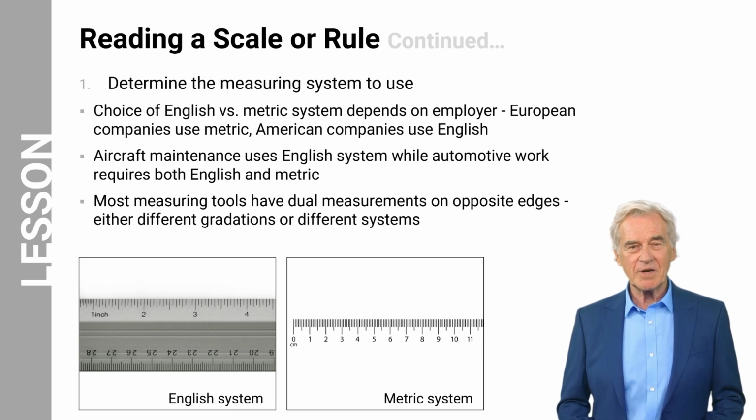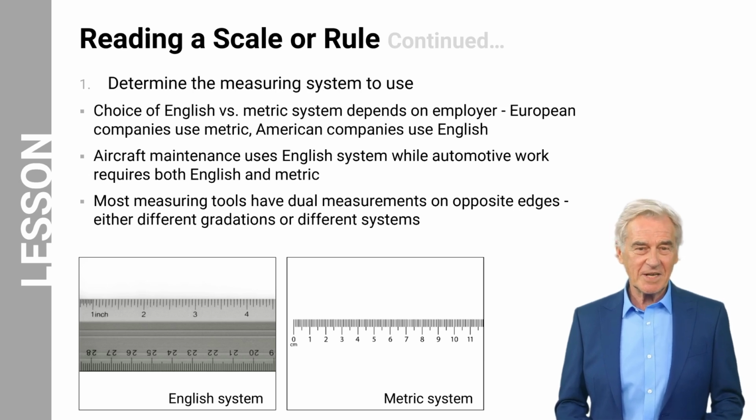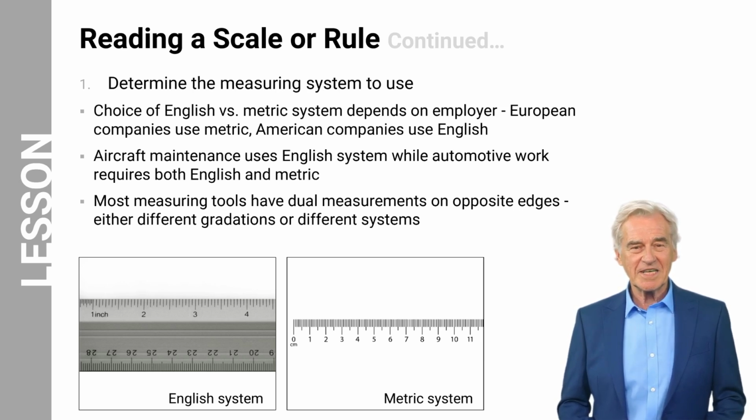And if you are an automotive technician, you will need to understand both the English and metric system and the relationship between the two, as many cars use both measuring systems, because their parts are manufactured around the world. Most common scales and rules have two measurements, one on each of their edges. As discussed earlier, a machinist's rule, for example, has two measurements in inches, but differing in the number of graduations per inch. Other scales and rules have one set of measurements in inches and the second in centimeters.